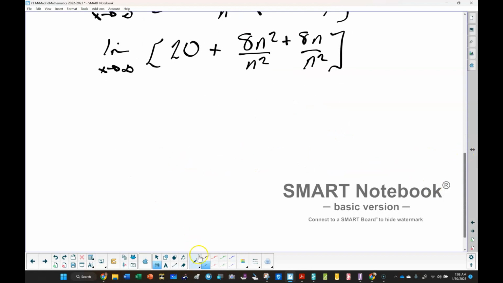Once we apply this, the 20 is preserved. As n goes to infinity, 20 is 20. Here this cancels, 8 is 8. And here we'd be left with 8 over n, which would disappear to 0. So we're left with 28. Appreciate your time. We'll catch you in class, guys, with the rest of your questions and concerns.